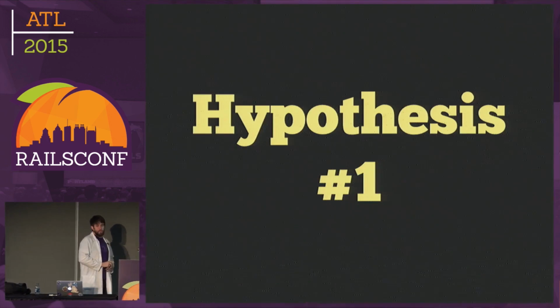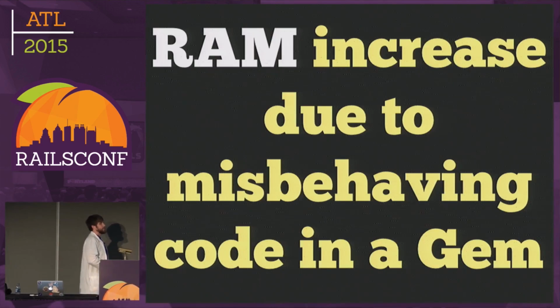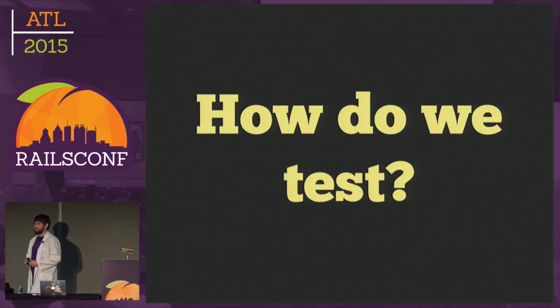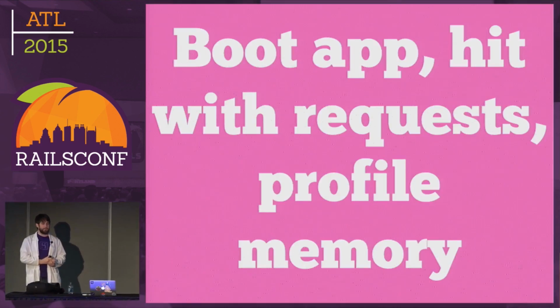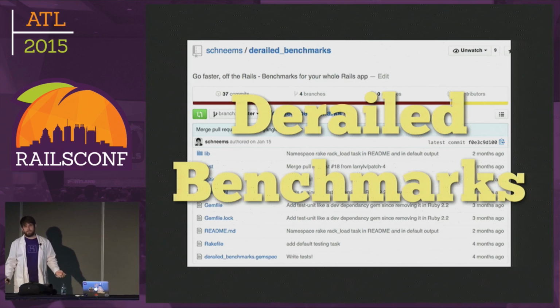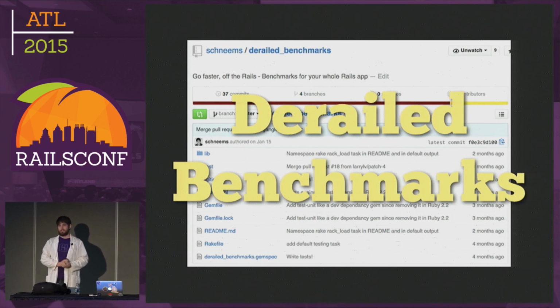So my number one hypothesis was that RAM was increasing due to misbehaving code in a gem somewhere. We don't know. In order to test this out, I wanted to be able to boot the app, hit it with requests, and profile the memory. In order to do this, I wrote up something called derailed benchmarks. It allows you to do those things without having to run your server somewhere. You can do those in a single process. And it uses Rack::Mock, and then we can do really neat things like wrap it in other tools like StackProf and Memory Profiler.